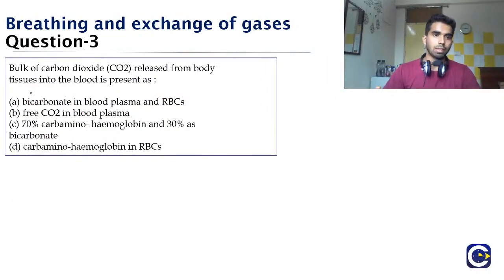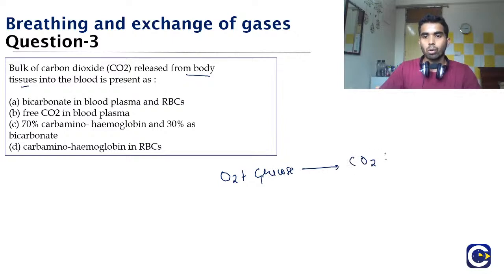Now coming to question number 3. The question is, the bulk of the carbon dioxide that is released from the body tissues into the blood is present as what? See, what is the function of respiration? We take oxygen, and this oxygen with glucose is converted into carbon dioxide and water vapor. And the main thing that we have to produce is ATP. So carbon dioxide is the waste, and we have to remove it from the body, isn't it?